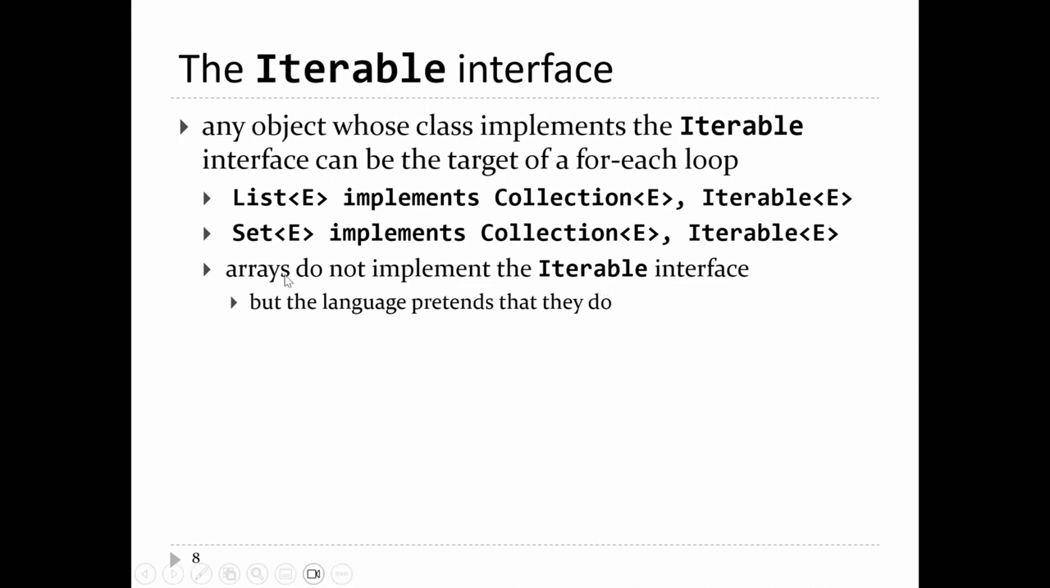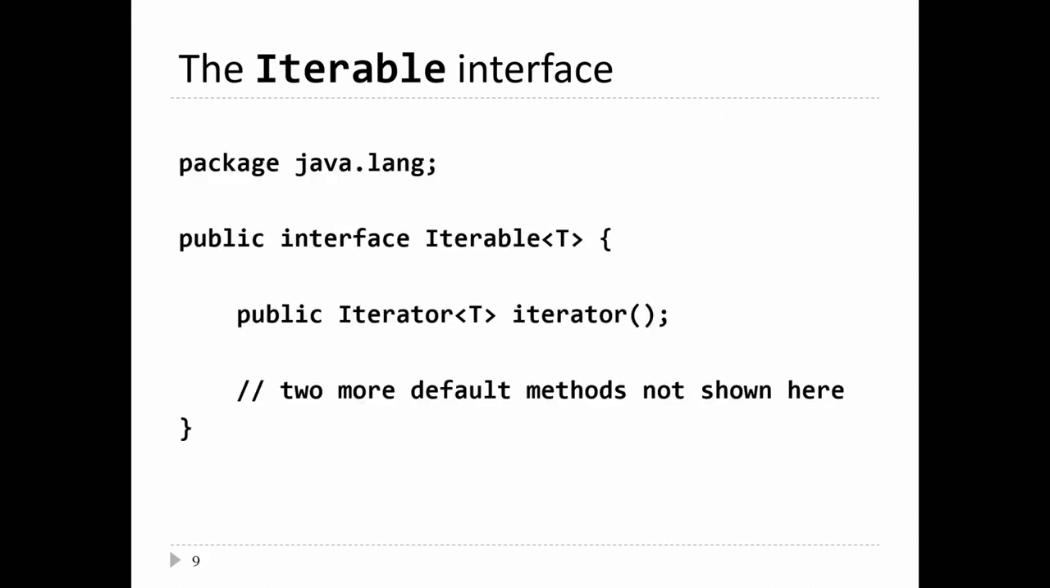You might remember that in an array, you can also write a for each loop. It's a quirk of the language that arrays don't implement iterable. The language pretends that it does, but it doesn't actually implement iterable. So remember iterable, that's the interface that lets you iterate over a sequence. All that it does is it provides an iterator method. The iterator is the thing that knows how to iterate over the sequence.